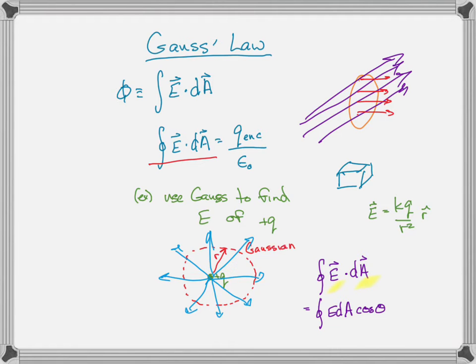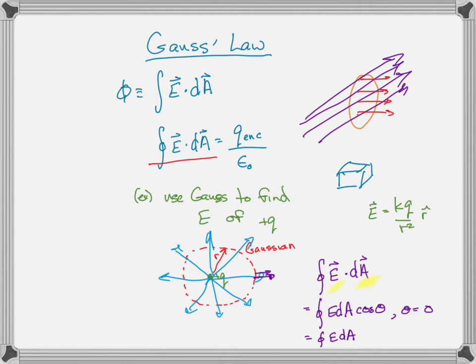Now, the electric field, for example, at this point, points in the radial direction. The area vector is always normal to the surface, so the area vector also points in that direction. So what's the angle between them? The angle between them is zero. So where theta is zero, that's why we chose the surface of a sphere, because that makes the math a little bit easier. So this is equal to E dA. We now got rid of the dot product.